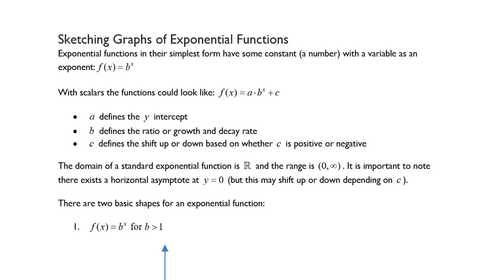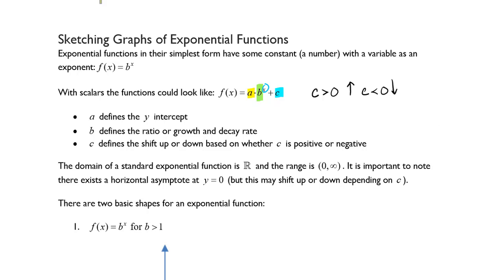With scalars, the function could look like f of x equals a times the base, b, raised to the x power plus c. It's important to note that the plus c at the end would shift the function either upwards or downwards based on whether c is greater than 0, it would shift it up, and if c was less than 0, it would shift the function down.